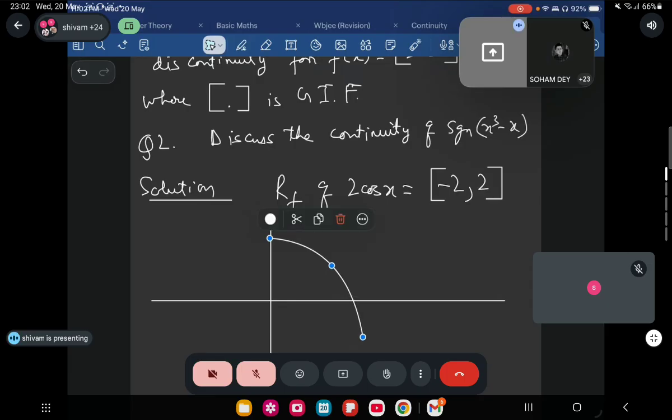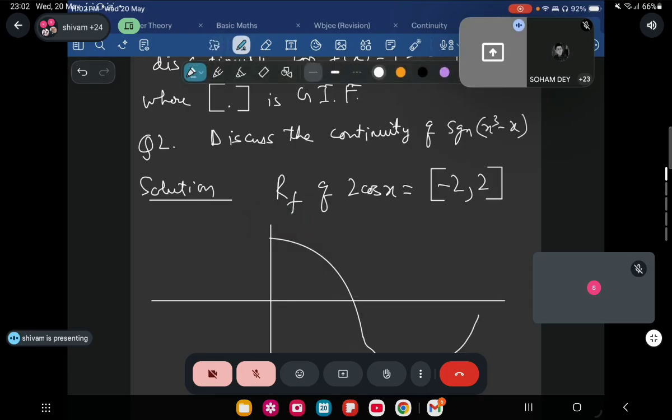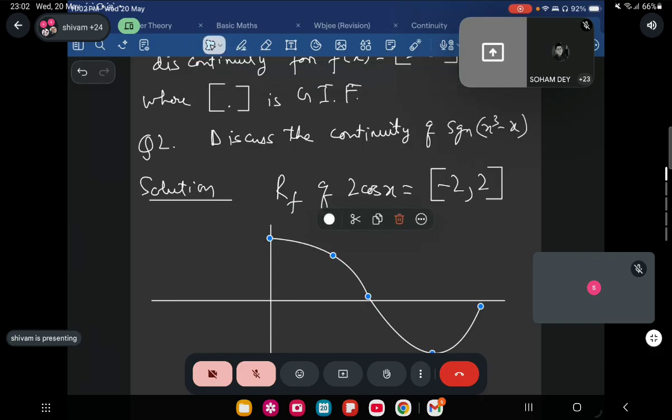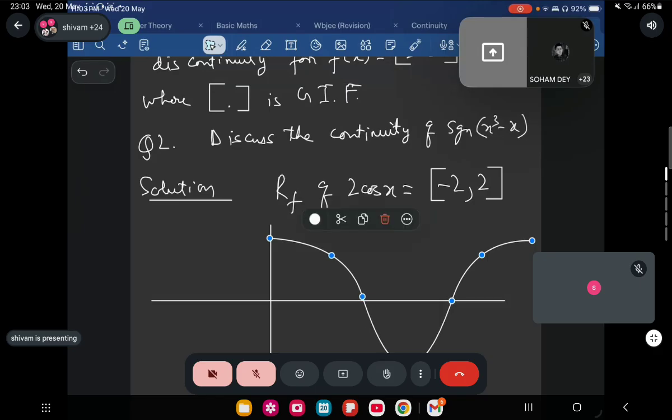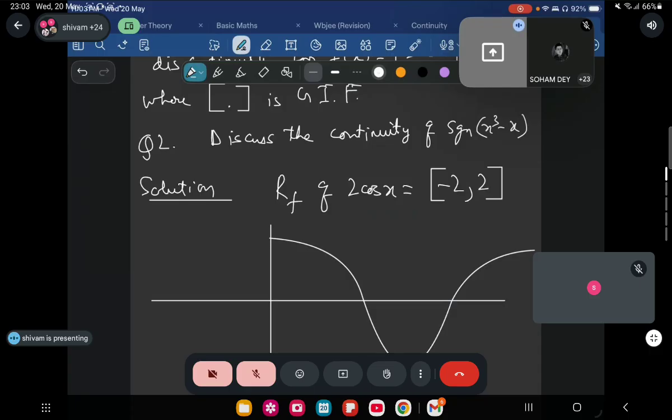Now we need to understand at what points they are becoming an integer. Okay, this is what you need to understand. At what points they are becoming an integer. It's very important to understand. Let's see.